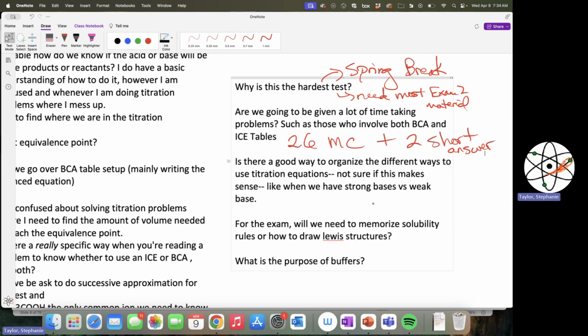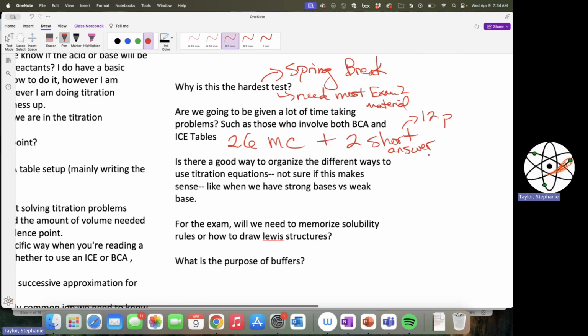Because you're not wrong. Those BCA tables do take longer because it's a 2-part, those titrations are 2-part calculations, and so they just take more time. But what we have right now is the short answer being worth 12 points total. So there's still 2 questions, but right now, and it might change because this is only Wednesday morning. But right now, those 2 short answer questions combined are worth 12 points. So yeah, I would recommend you guys do the short answer first.